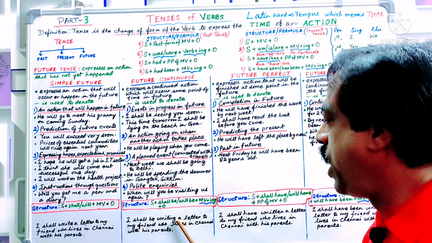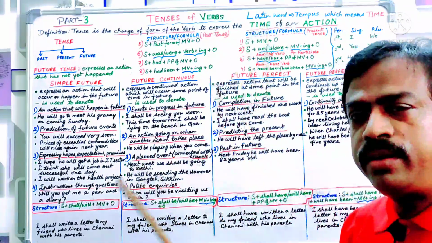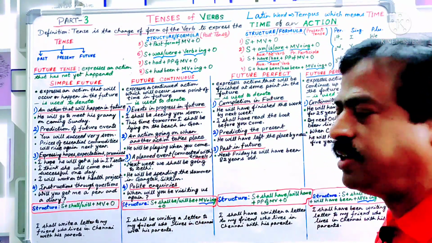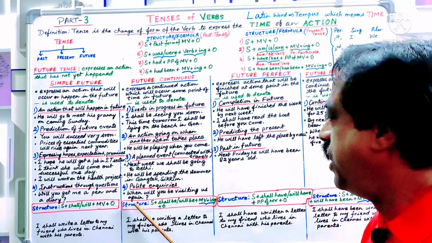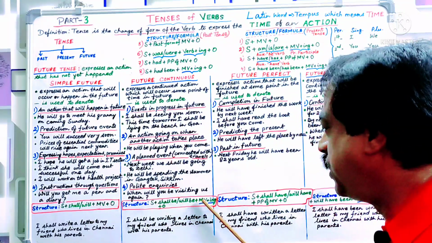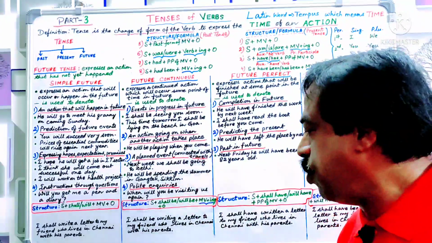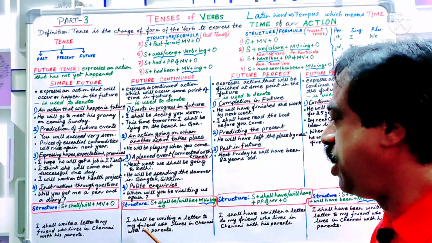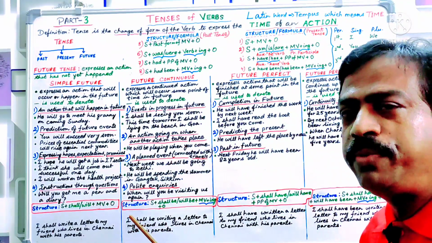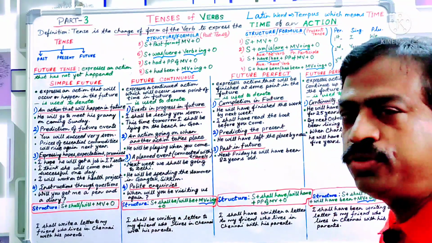So I finally come with my own sentence. I shall be writing. You place a full stop here, it becomes a sentence. I shall be writing a letter. Subject plus shall be or will be plus main verb plus ing plus object. And then you want to expand it more. I shall be writing a letter to my friend. Place a full stop here. I shall be writing a letter to my friend who lives in Chennai.